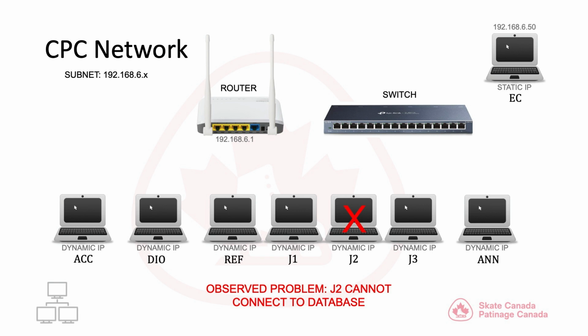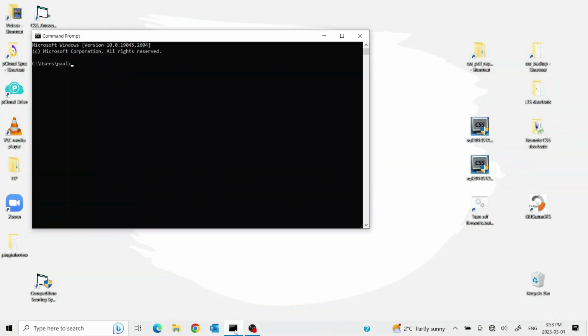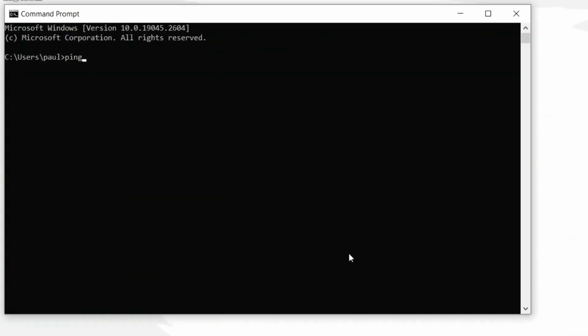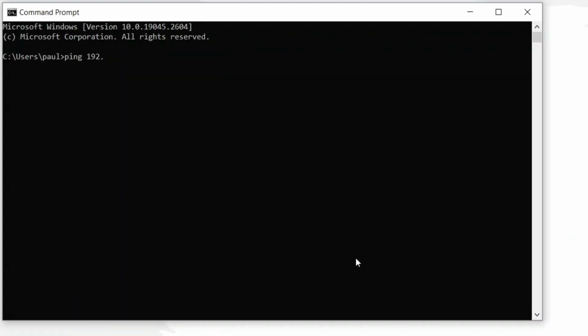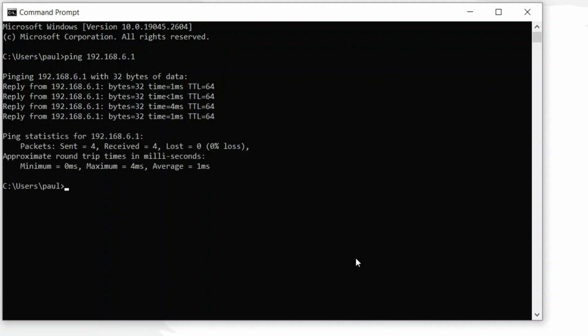The 2 most likely possibilities are that it's not connected to the network properly, or that the competition database location is not configured properly in LTS. So the second question that we should consider is whether we can connect to the router. To do that, we open a command prompt and we enter the command ping 192.168.6.1, which is the router's IP address. And we are receiving responses. Therefore, we are connected to the network.